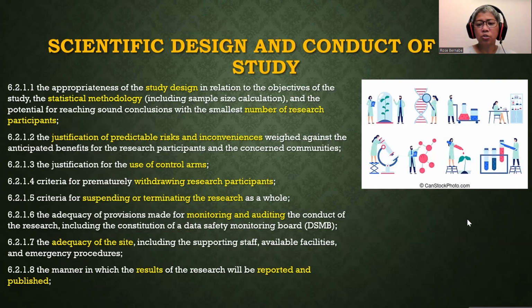So first, an ethics committee should review the scientific design and conduct of the study, which includes looking into the study design, statistical methodology, and the number of research participants in relation to the study design and statistical methodology. So if you can do with, for example, 100 participants, there's no need and no use for getting 200 research participants. Then, justification of predictable risks and inconveniences weighed against anticipated benefits to the research participants and the concerned community.